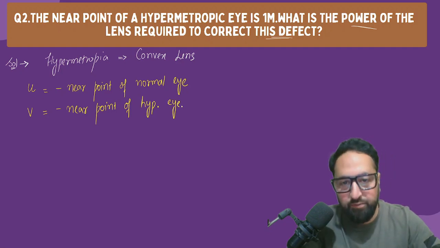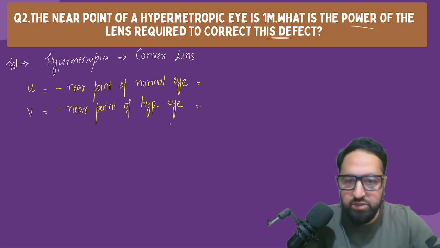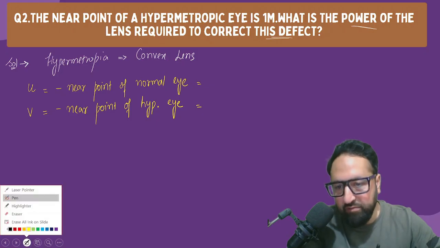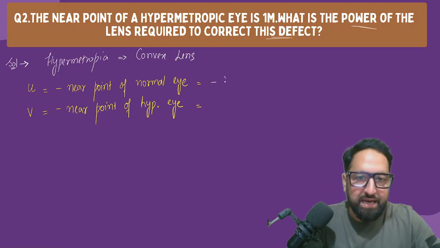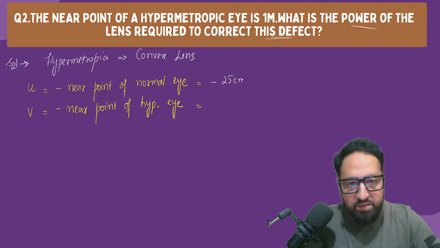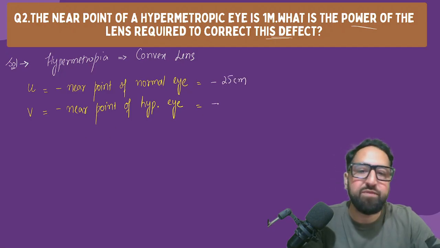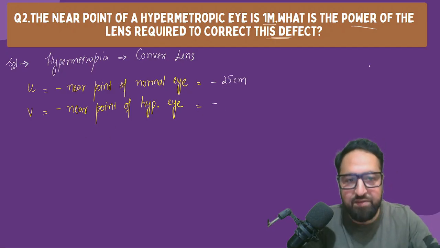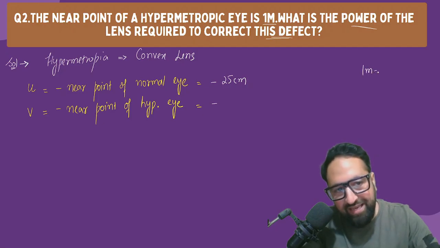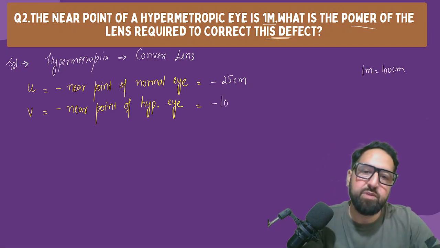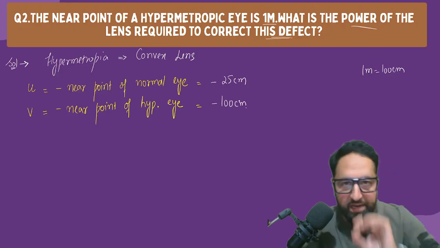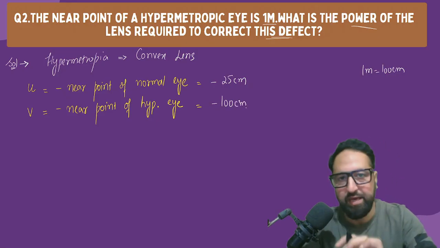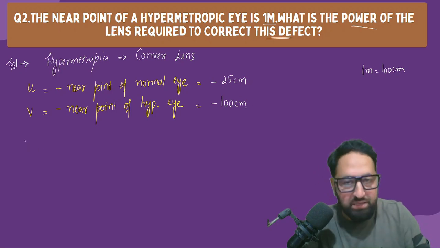Now u will be equal to minus, what is the near point of the normal eye? It is 25 centimeters. And what's the near point of this hypermetropic eye? It is 1 meter. So I can write 1 meter as 100 centimeters. So I am writing it as minus 100 centimeters. Got it? Any confusion till this point? I hope not. Now let's use the lens formula.